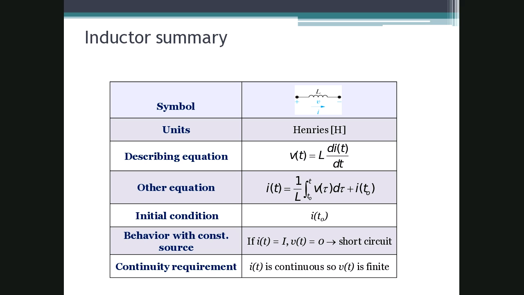So behavior with constant source. Again, if I of t is equal to I, v of t is equal to 0, that's equivalent to a short circuit. And then the continuity requirement: I of t is continuous, so v of t must be some finite number. You can't have an infinite voltage.